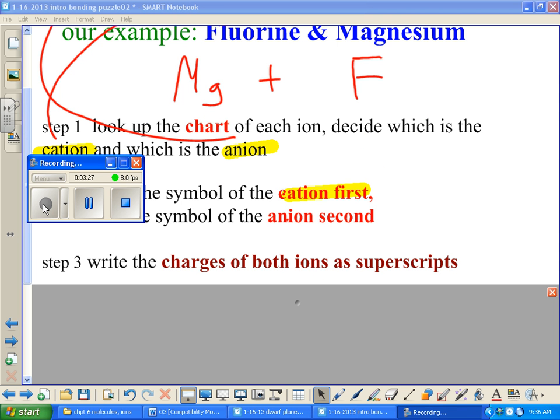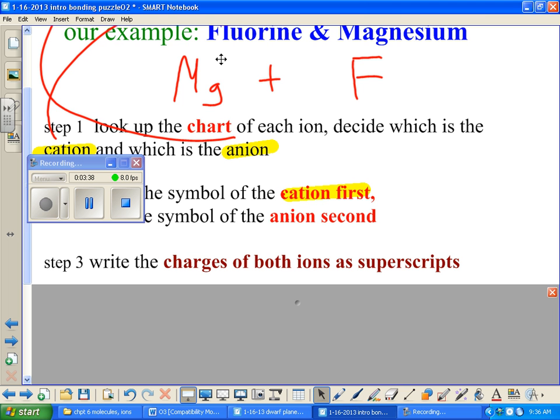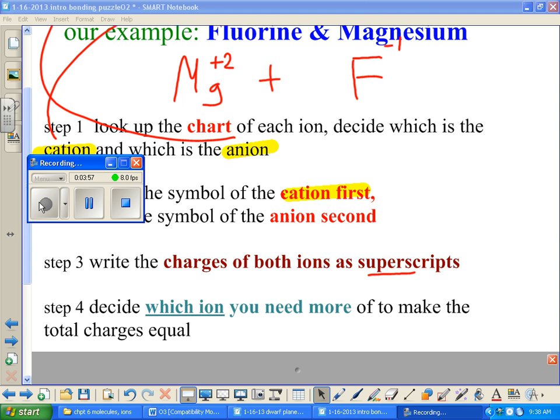Next thing, when you're looking at the chart, you look up. Danielle already did it. She said, well, hey, magnesium is in the plus 2 column. So you write its charge as a superscript. You put it up high and small. She said fluorine is in the -1. So we just did step 3.